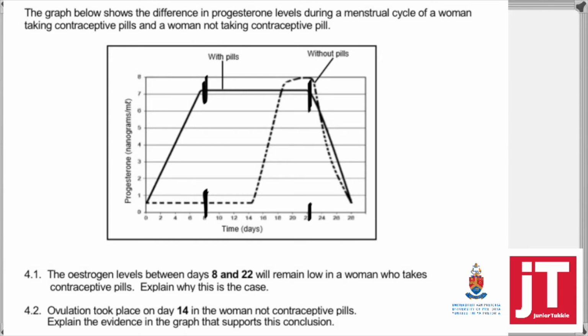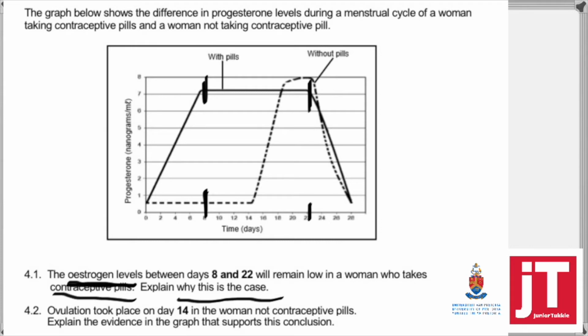Will remain low in a woman who takes the contraceptive pills. Explain why this is so. Now, the contraceptive we've been talking about is progesterone, but now they're asking about estrogen levels. And they're asking you why, for 4 marks, the estrogen levels are low. Now, this is something very important.